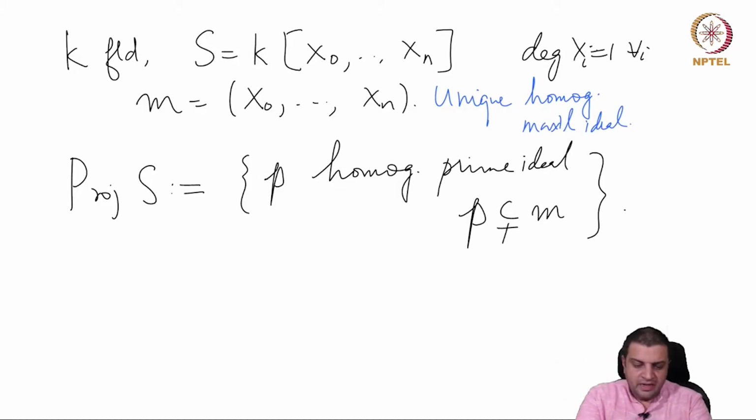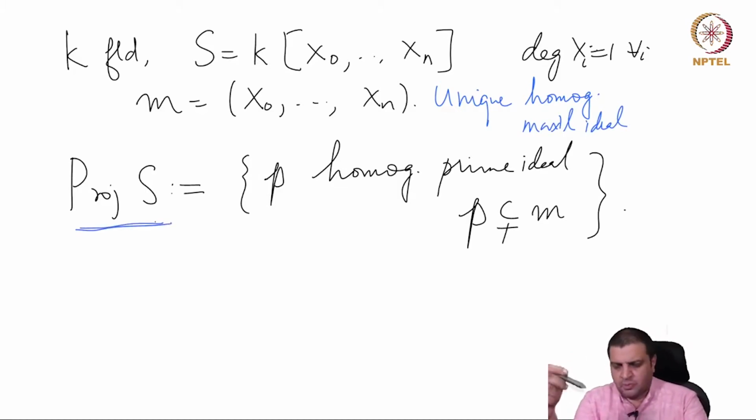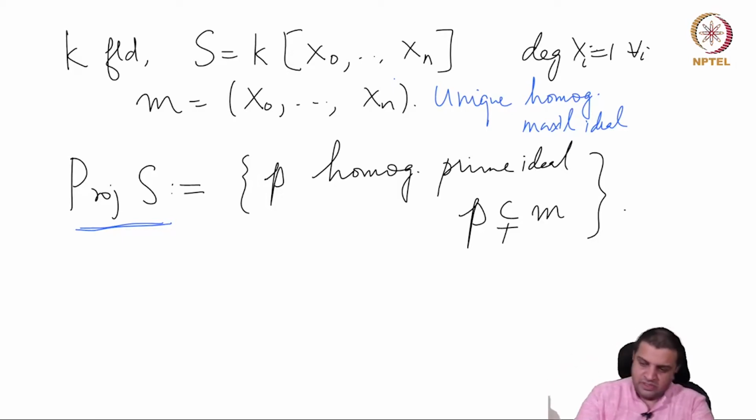We define Proj of S to be this set, and we will give it a topology in a minute. These are homogeneous prime ideals strictly contained inside the homogeneous maximal ideal. In the general case, this would just say M is not inside P. But for us it is equivalent to this, so we'll just keep this as our definition.